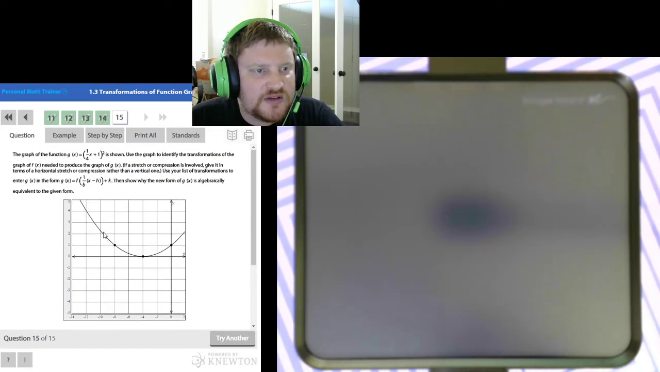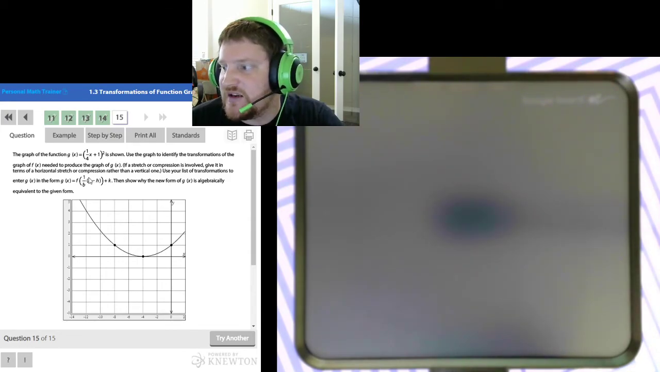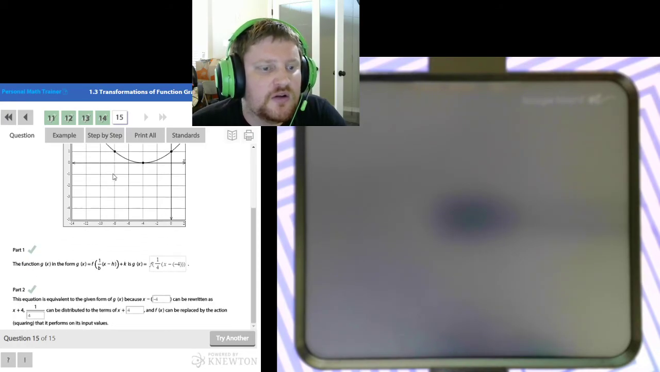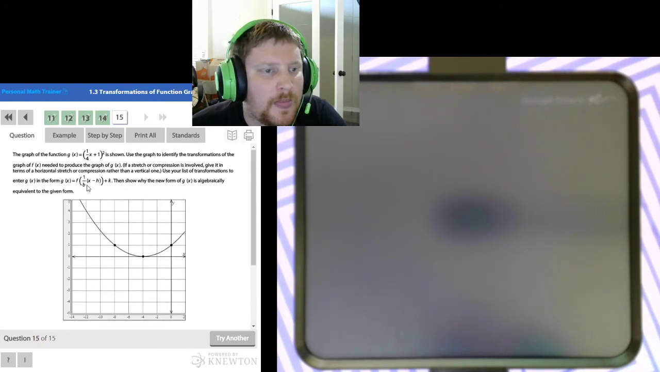So we pulled in Desmos at the end of the last problem, which means you guys have not seen anything I've done for problem 15. So what I saw here was they gave me this graph of the function g of x, and they said g of x is (1/4 x plus 1) squared.